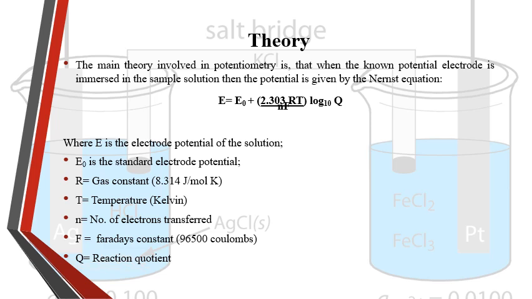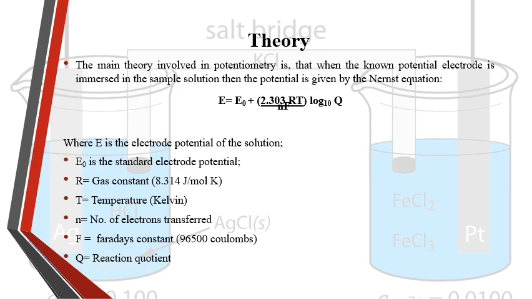The core of this theory is the Nernst equation, which is used to relate the potential of an electrochemical cell to the concentration of the ions involved in the reaction. Here is the breakdown of each term in the equation. E is the electrode potential of the solution. This is the actual potential, that is the voltage, measured by the electrode when it is immersed in the sample solution. It is dependent on the concentration of ions in the solution and the condition of the system.